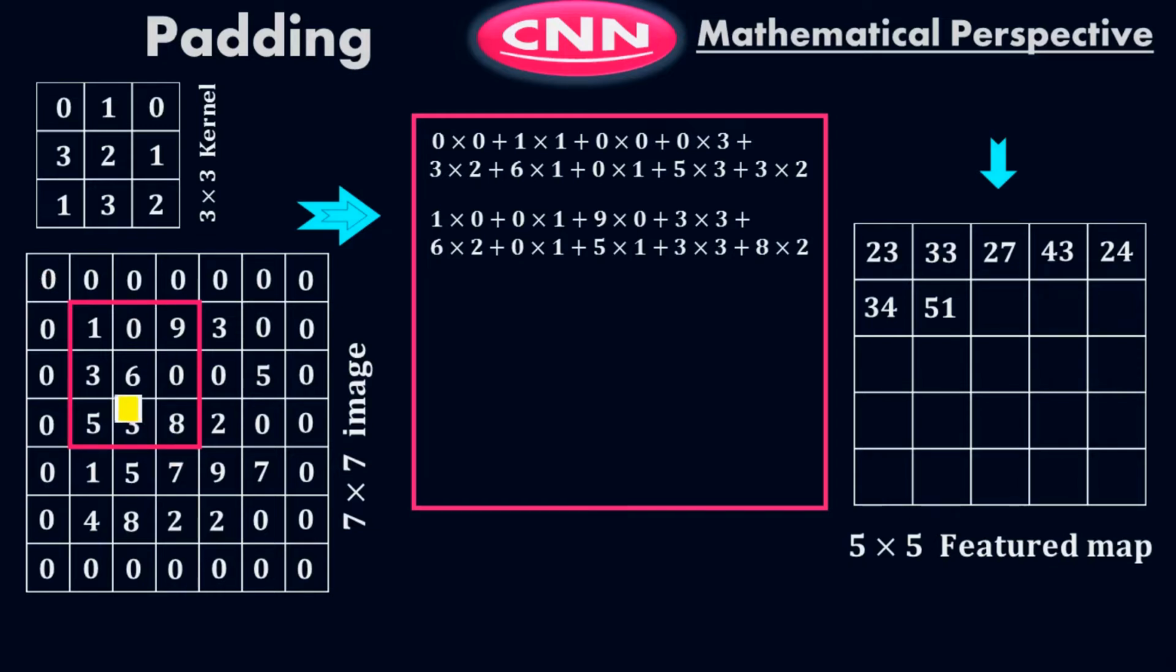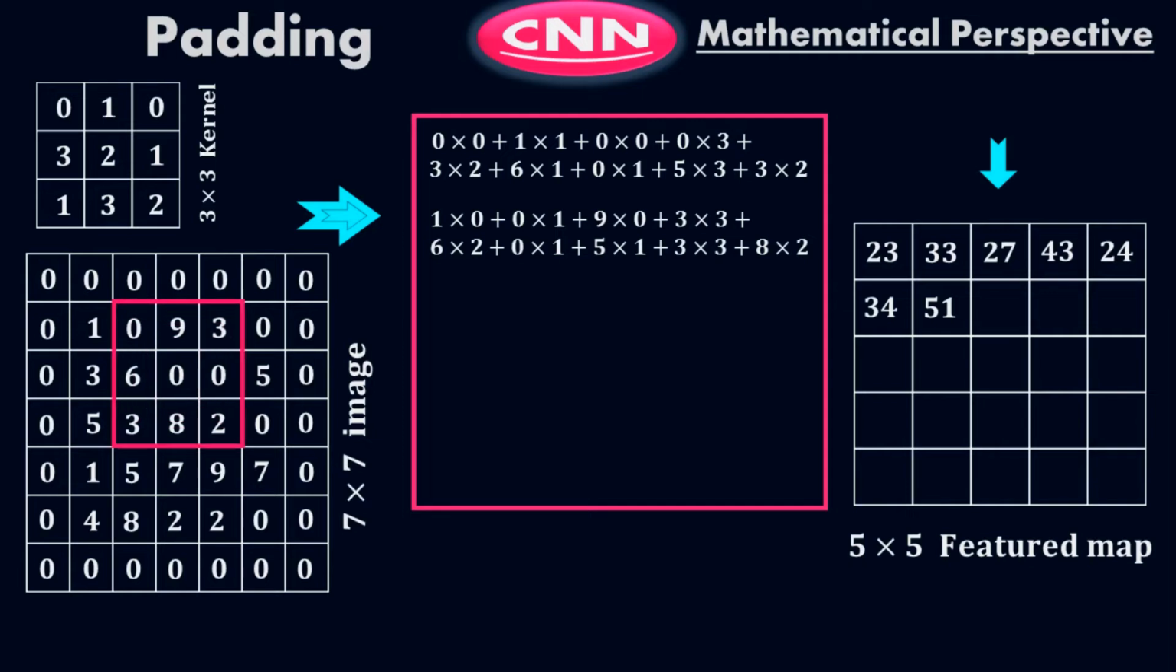Started from here with a 34 value, and then this one, and then this one, and then this. So 1 times 0 plus 0 times 1 plus 9 times 0 plus 3 times 3 plus 6 times 2 plus 0 times 1 plus 5 times 1 plus 3 times 3 plus 8 times 2. Do further simplification, at the end you will get 51 value. The value is 51 here now.